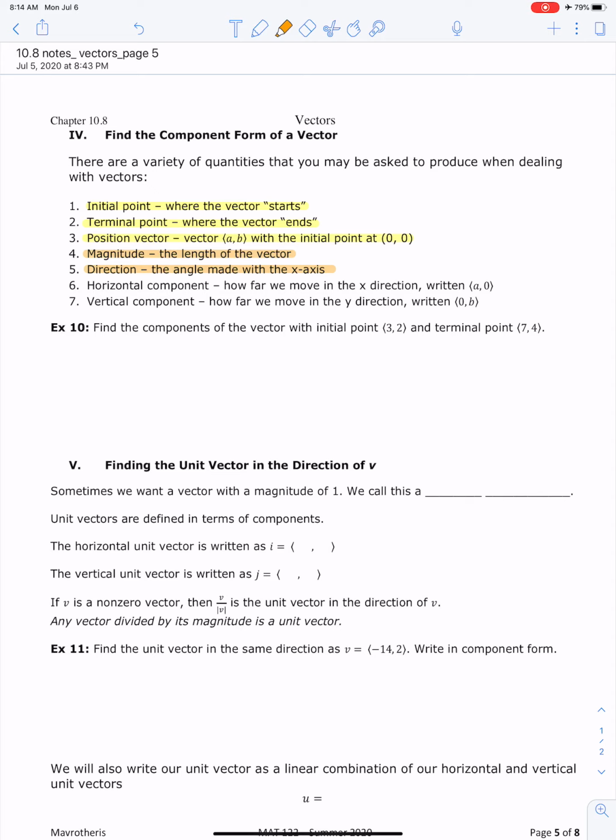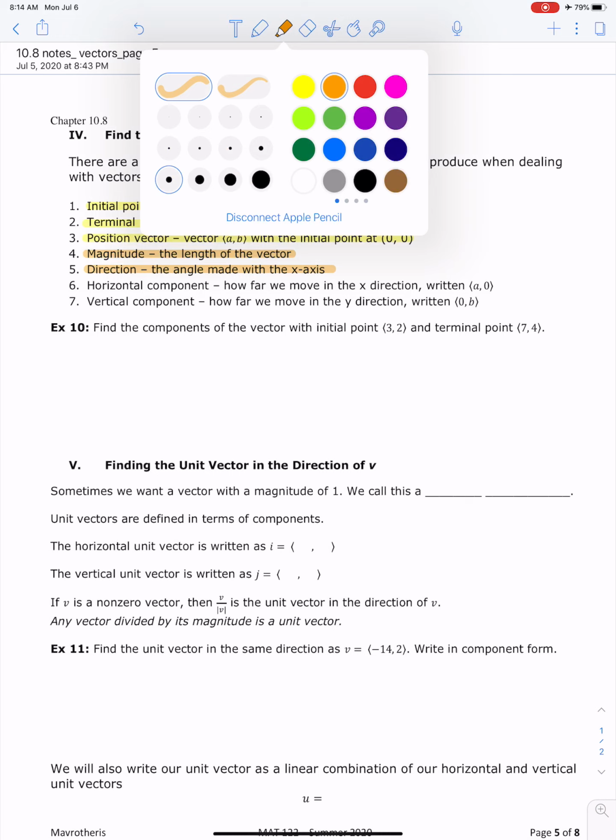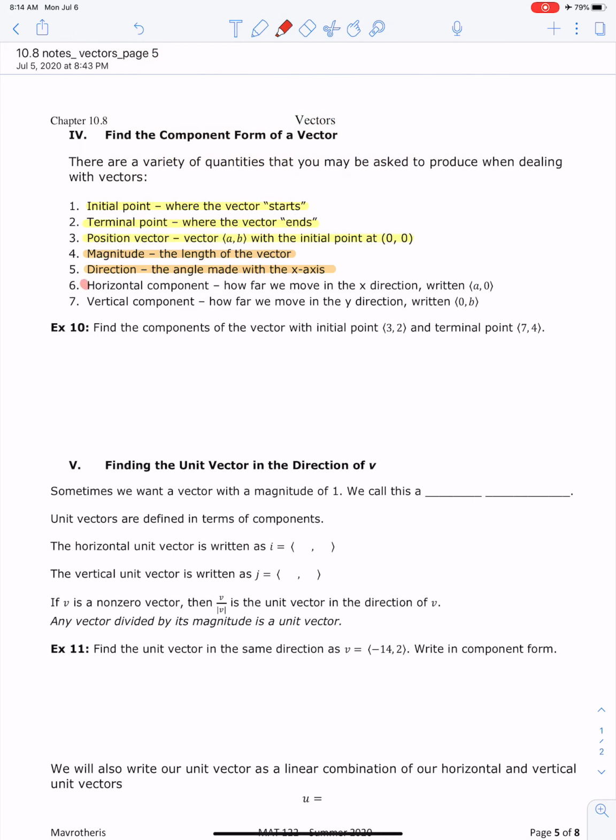And I've used the word horizontal component and vertical component. Here we're going to break them apart, and we are going to write that horizontal component as just the x piece. So we're going to write that as the vector a, 0, that is going to tell us how far we move in the x direction only. Notice that our y component is 0, so that does not move up or down at all. And then we're also going to talk about our vertical component, how far we move in the y direction only. We can write that as a vector as well: 0, b. Again, that 0 in the x component means we are not moving horizontally at all.